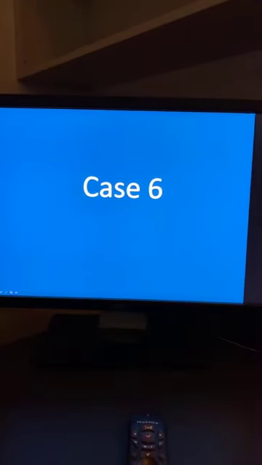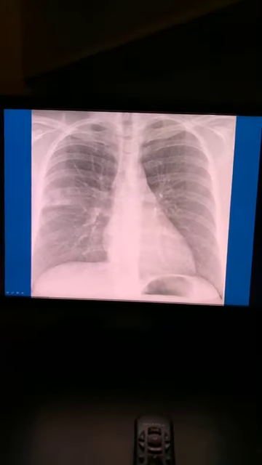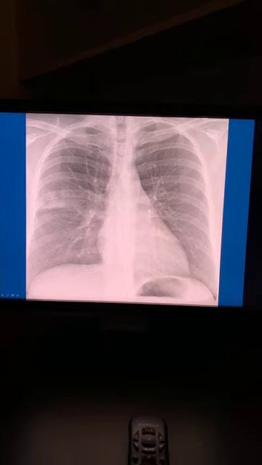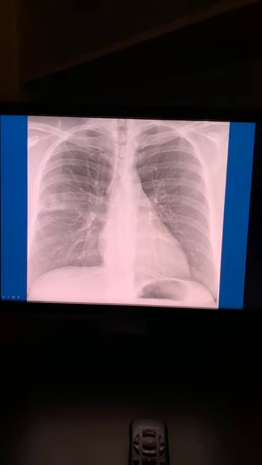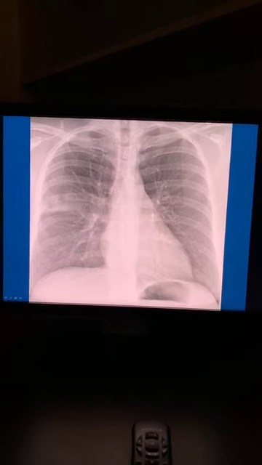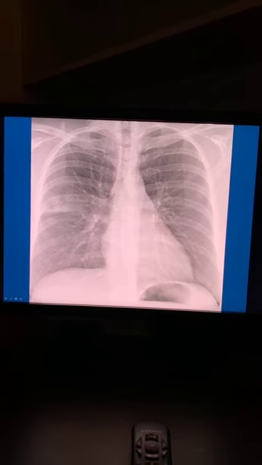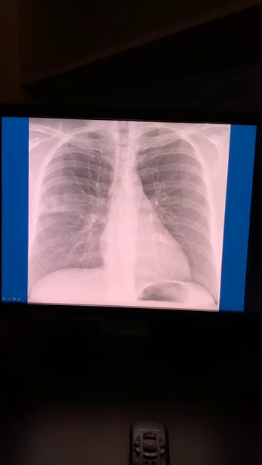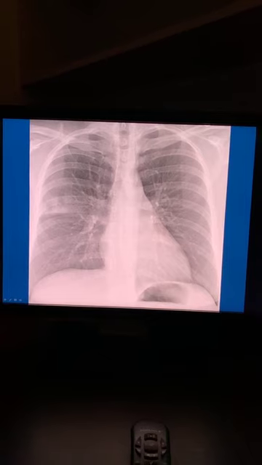Telling you. Case 6. All right, tell me now, what do you see? Lines and angles, lines and angles. You're looking at everything. Somebody may be like, hey, the right costophrenic angle, can't really see it. Fair enough, I can't see that. All right, may have an effusion there, but I can't see. Good, good, good. What else?